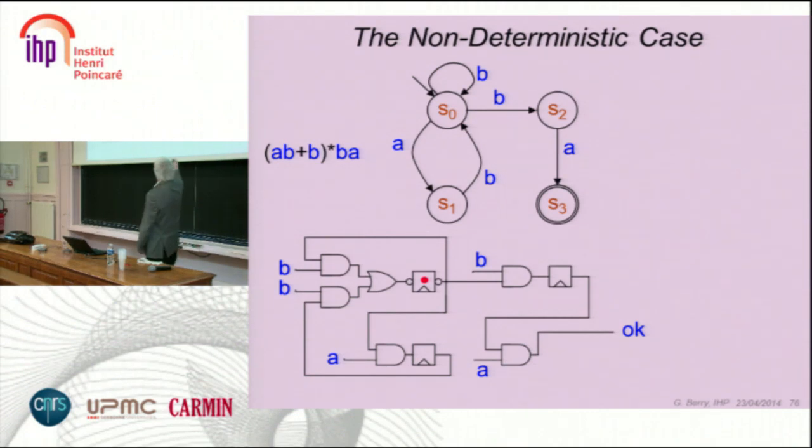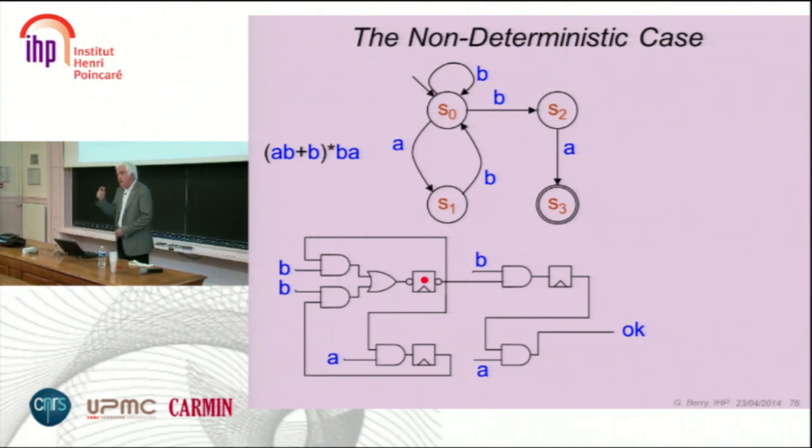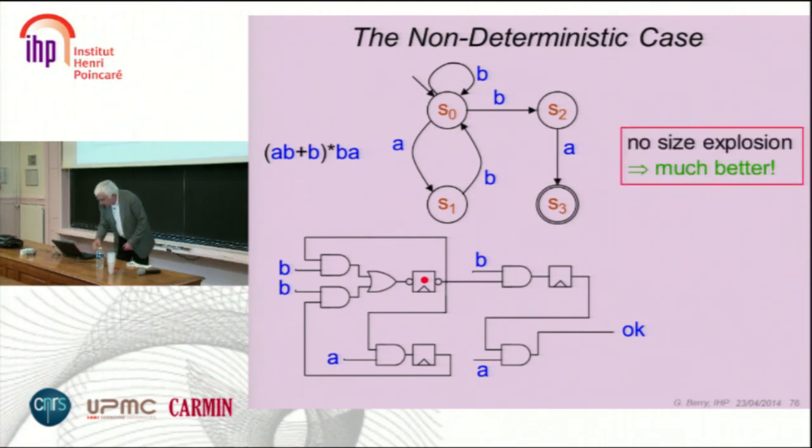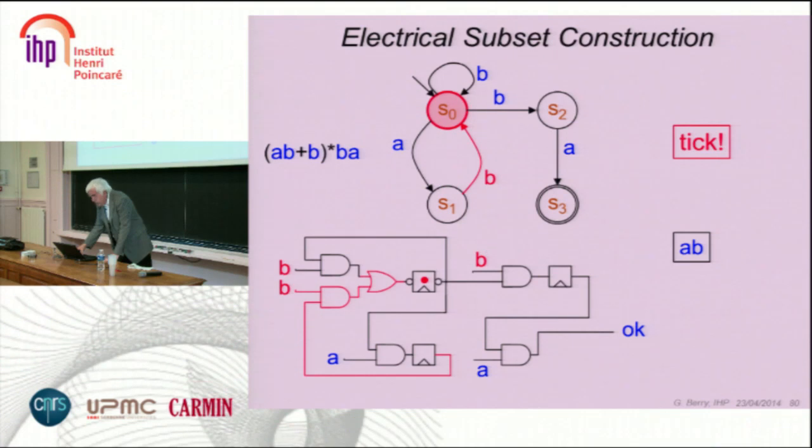You draw the circuit on your printed circuit board. You draw the thing exactly the same way. Now you look at what's happening when you put electricity. Okay, no size explosion because it's non-deterministic. Good. Let's put an A. You put an A, so you turn on this guy. Excellent. Now from here, you have to put a B to come back. That's fine. Now let's put a B.